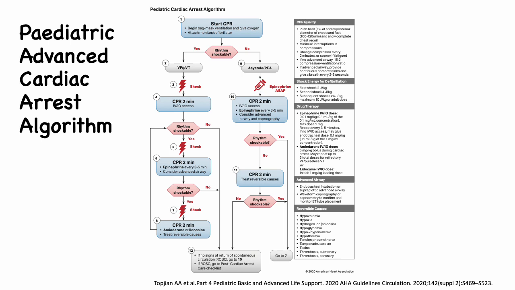The antidysrhythmic medication of choice for pediatric patients is either amiodarone or lignocaine. The dose of amiodarone is 5 milligrams per kg and can be repeated up to a total of 3 doses. Intravenous lignocaine may be used as an alternative to amiodarone with a loading dose of 1 milligram per kg.